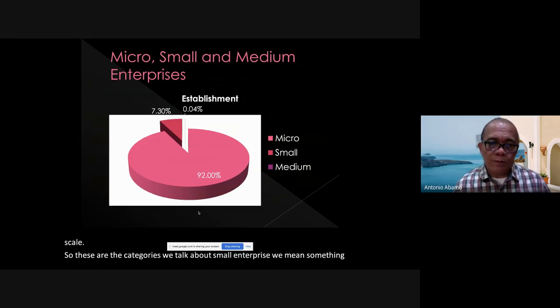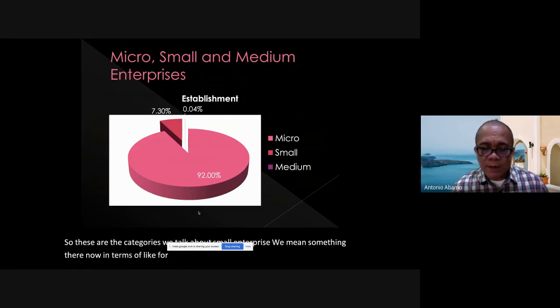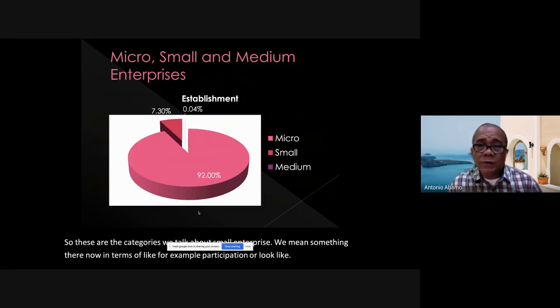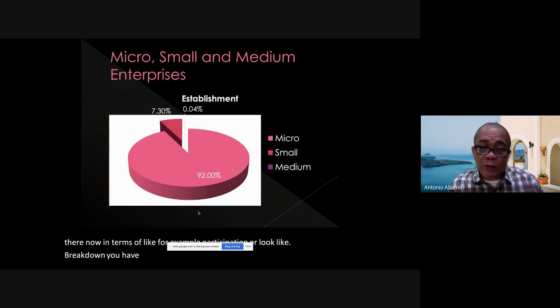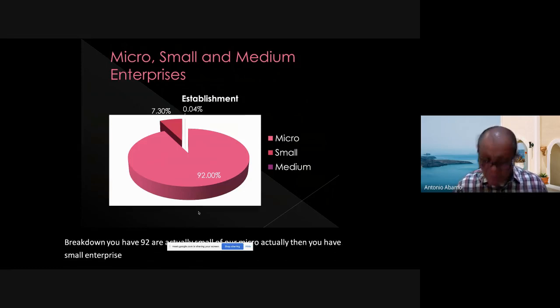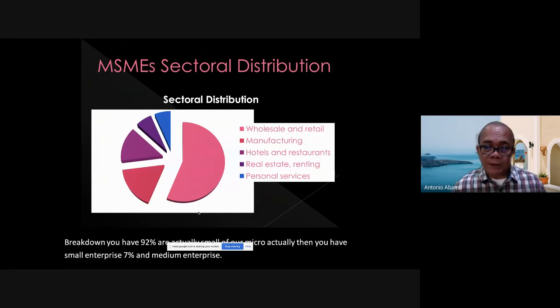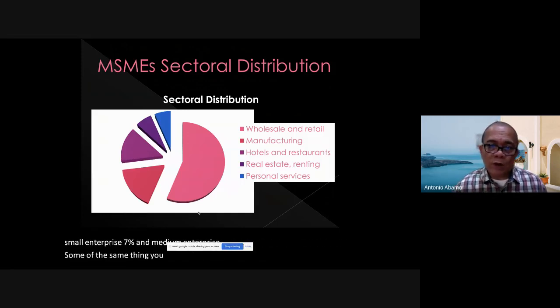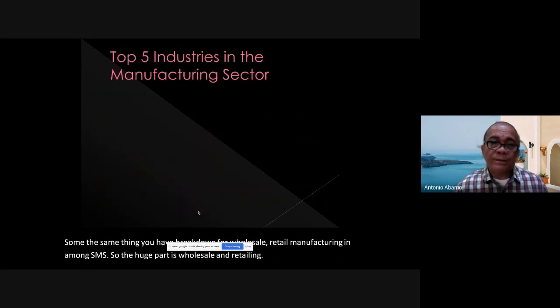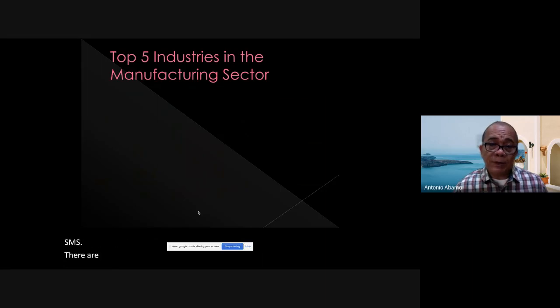Now, in terms of participation or breakdown, you have 92% that are actually small or micro. Then you have small enterprise, 7%, and medium enterprise. No? The same thing, you have a breakdown for wholesale, retail, manufacturing among SMEs. So the huge part is wholesale and retailing among SMEs. There are top five industries in the manufacturing sector.